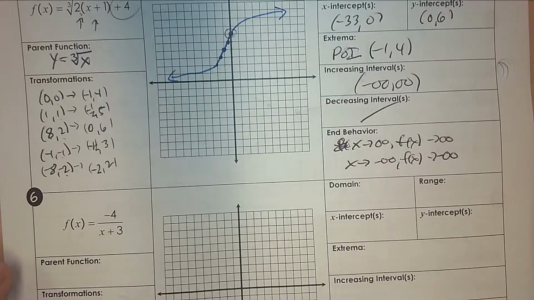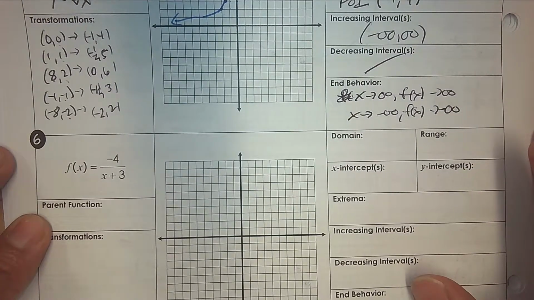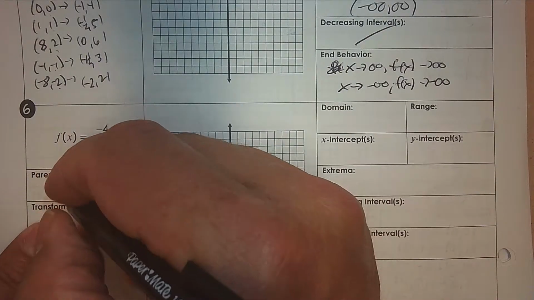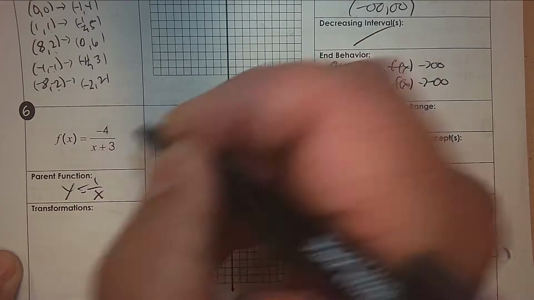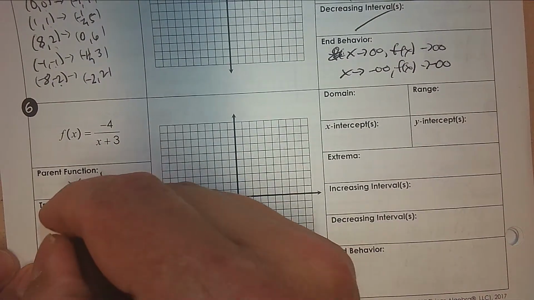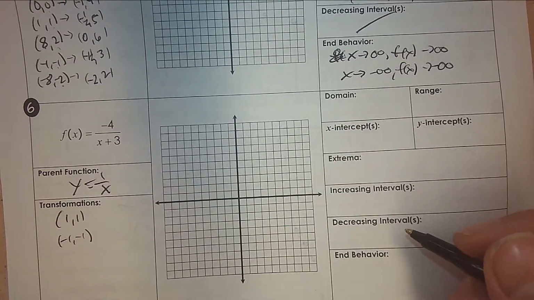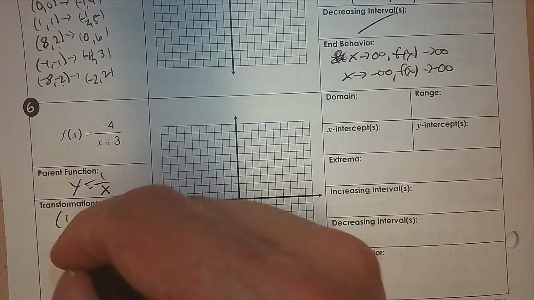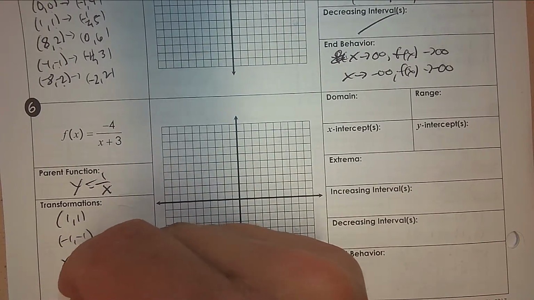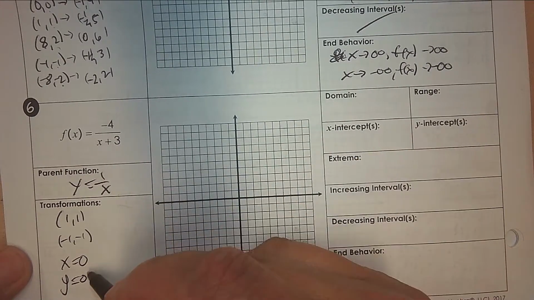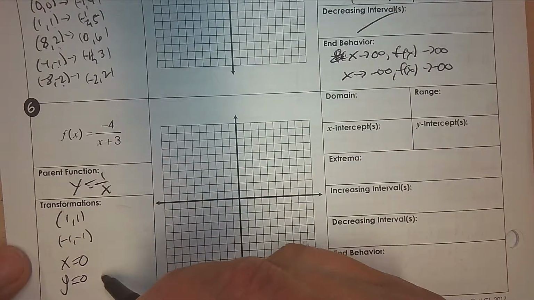Number 6. Parent function. Just the reciprocal. So for a reciprocal, we do have 1, 1, and negative 1, negative 1 that are helpful. But we also have two asymptotes at x equals 0 and y equals 0, and that could shift as well, but it won't be stretched or compressed. It will just be shifted around if there's something to shift it.